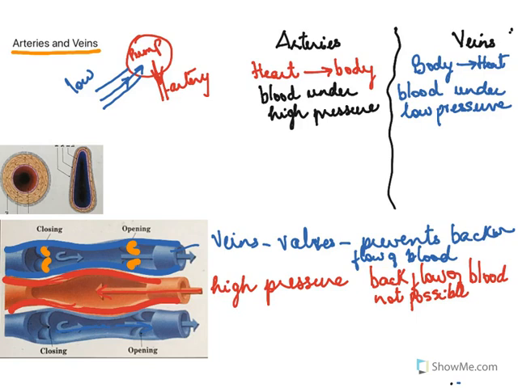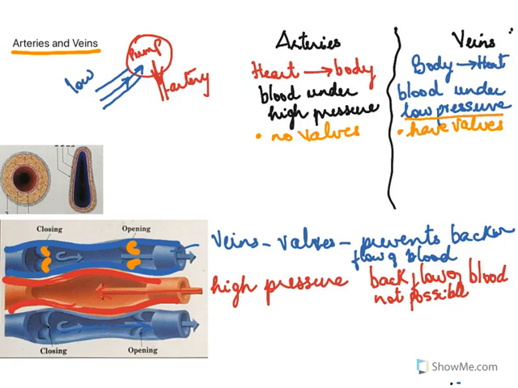So another main difference we'll write here is that arteries have no valves because they don't need valves, and veins have valves. They require valves because the blood is flowing under low pressure. It could reverse back. So veins have valves and arteries have no valves.